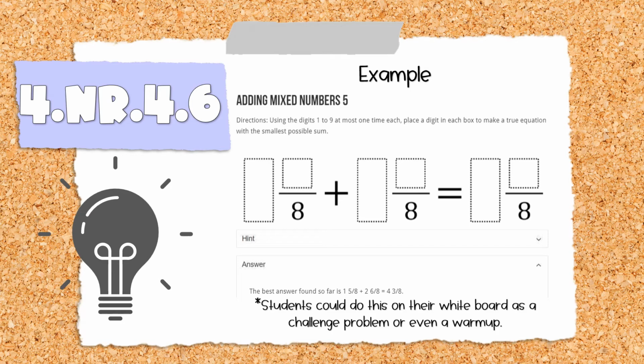It says using the digits 1 to 9 at most one time, place each digit in the box to make a true equation with the smallest possible sum. It gives them hints, and then ultimately, if they click on it, it will give them the answer. I actually am currently teaching adding and subtracting mixed numbers, so I shared a link with some of my kids today to do this as a challenge problem, and I will tell you, it got them thinking, which I love. That's what we want. We want that rigor in our classrooms.